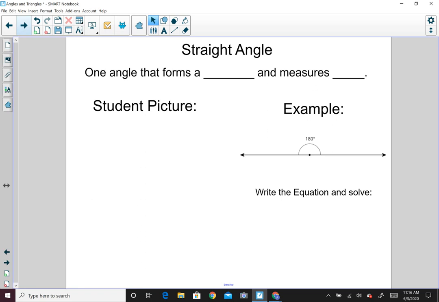We have a straight angle. That's one angle that forms a line and measures 180 degrees. Every single straight angle makes a nice pretty line. Notice how it's nice and flat. That's 180 degrees. So my equation is x equals 180 degrees. There's not really any work to do on these ones. You just have to recognize that this is a straight angle, and all straight angles are 180 degrees.